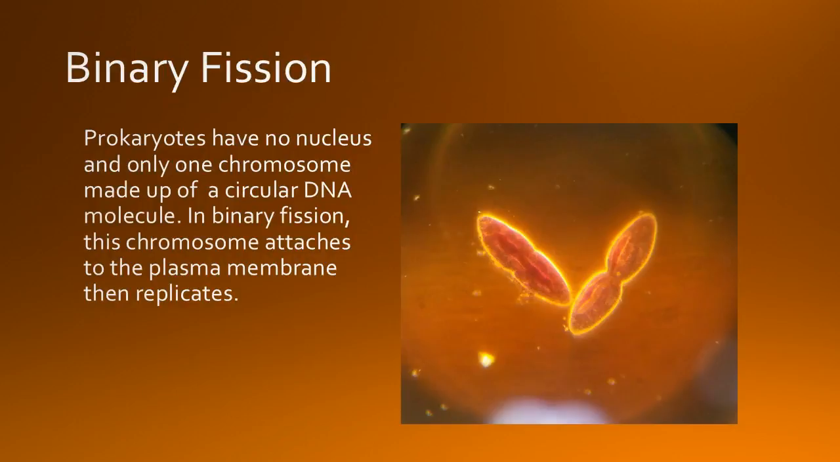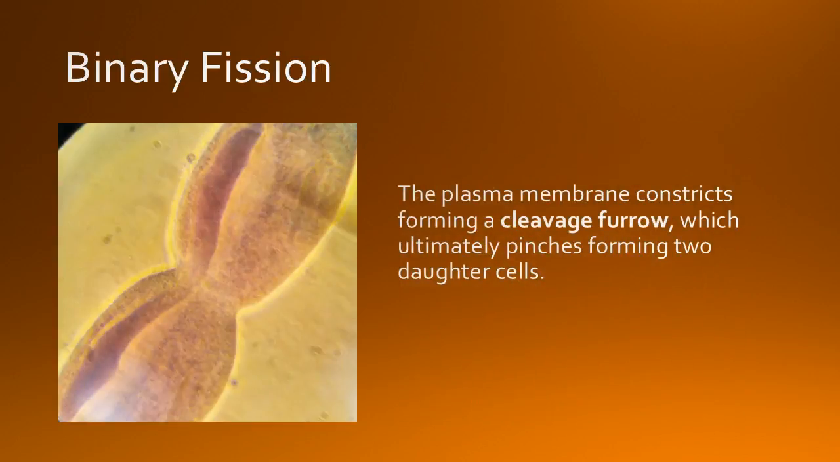Binary fission is simple compared to mitosis and meiosis. Prokaryotes have no nucleus and only one chromosome. This chromosome is a naked circular DNA molecule. During binary fission, the chromosome attaches to the plasma membrane and replicates. Cell growth lengthens the cell, separating the original and the replicated chromosomes.